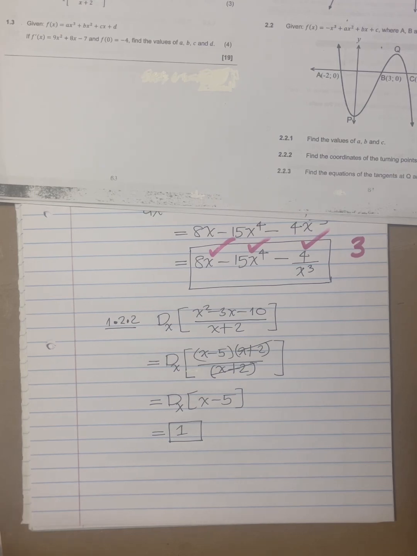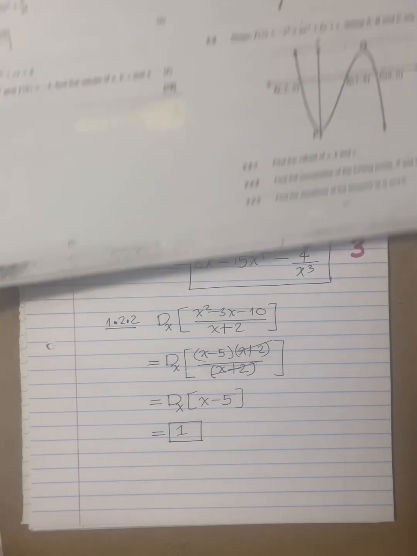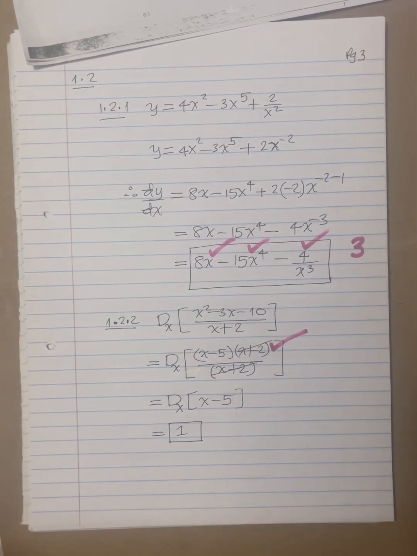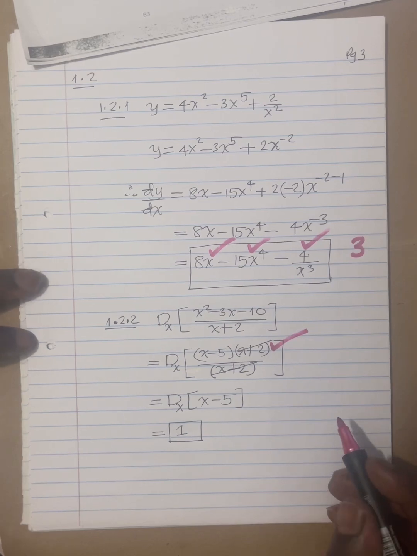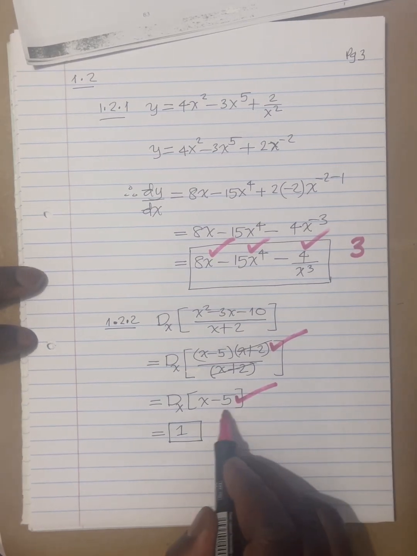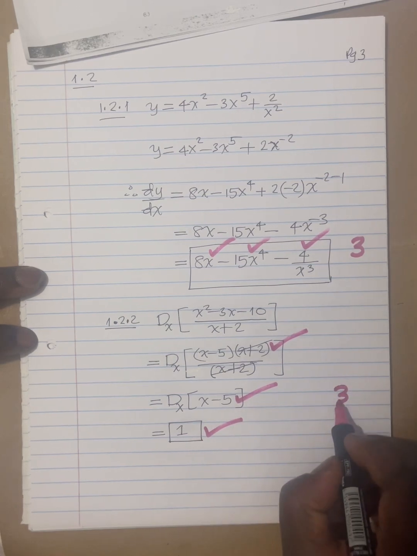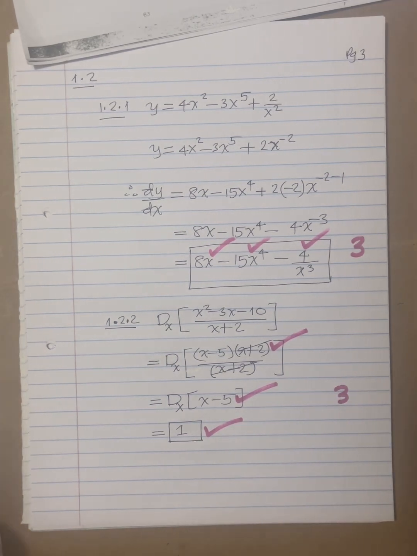How are the 3 marks distributed? We have 3 marks here. You're going to get 1 mark for the factorization of the numerator, and then 1 mark for the x minus 5, and then 1 mark for the final answer. This is how I would distribute the 3 marks.